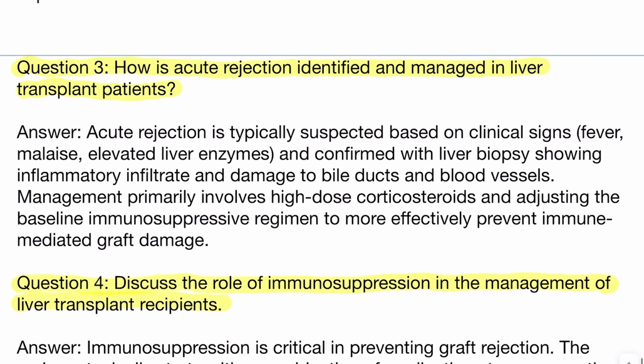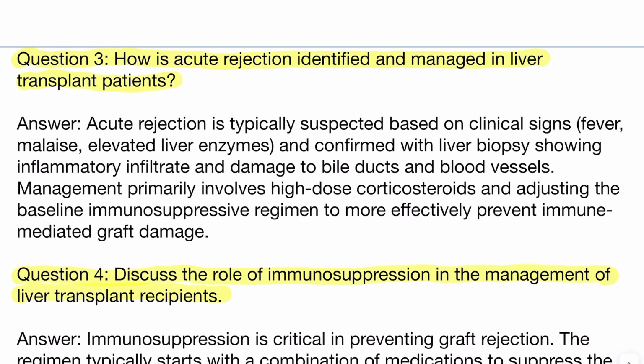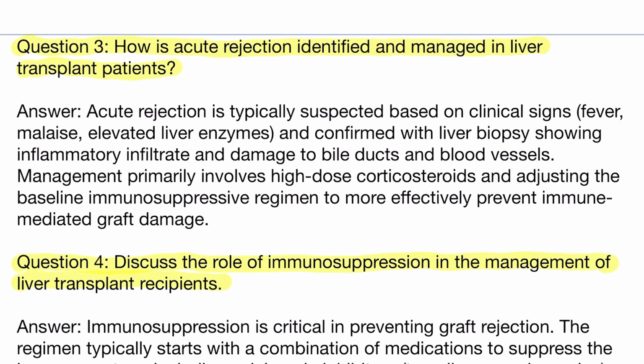How is acute rejection identified and managed in liver transplantation? So acute rejection is typically suspected based on clinical signs like fever, malaise, elevated liver enzymes, and they usually confirm with liver biopsy. It shows some inflammatory infiltrates and damage to bile ducts and blood vessels. So management usually involves high-dose corticosteroids and adjusting the baseline immunosuppressive regimen to more effectively prevent immune-mediated graft damage.